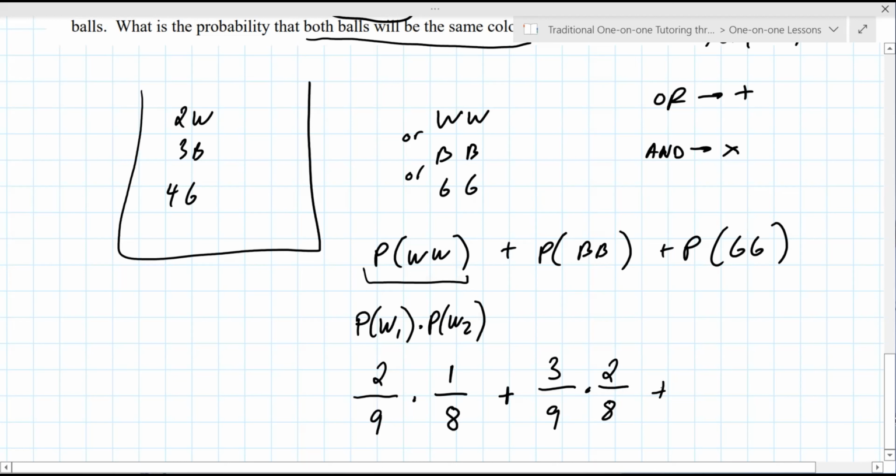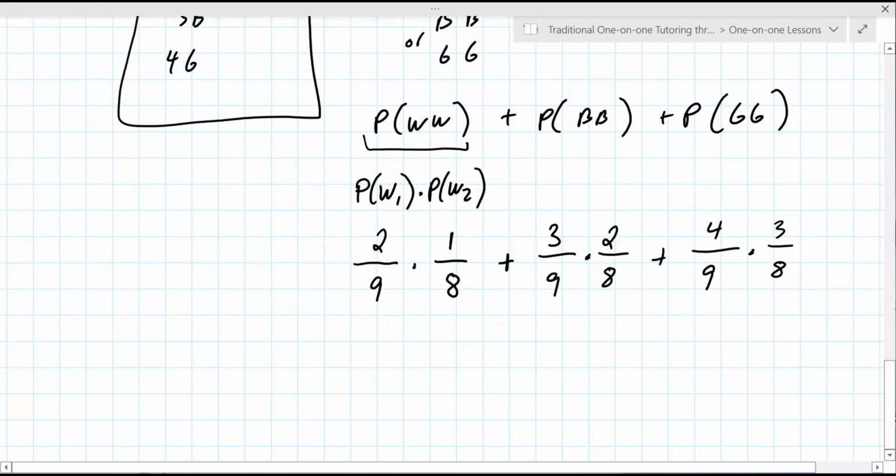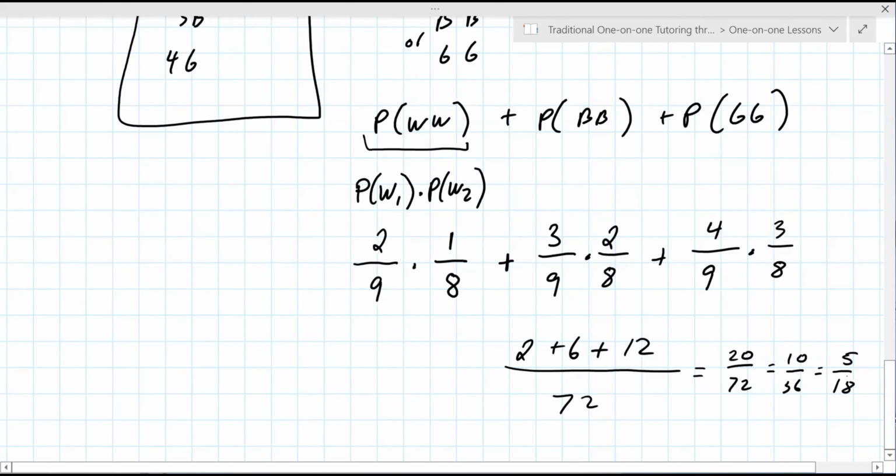Okay, and then same thing with the green, green, you restart everything. You say, okay, I'm going back to the original. There's 4 green out of 9 total. I assume that I grab a green, and then there's 8 left over. All right, so the way to answer this, 2 times 1 is 2, 3 times 2 is 6, 4 times 3 is 12. That's 20 over 72, which reduces to 10 over 36, 5 over 18.